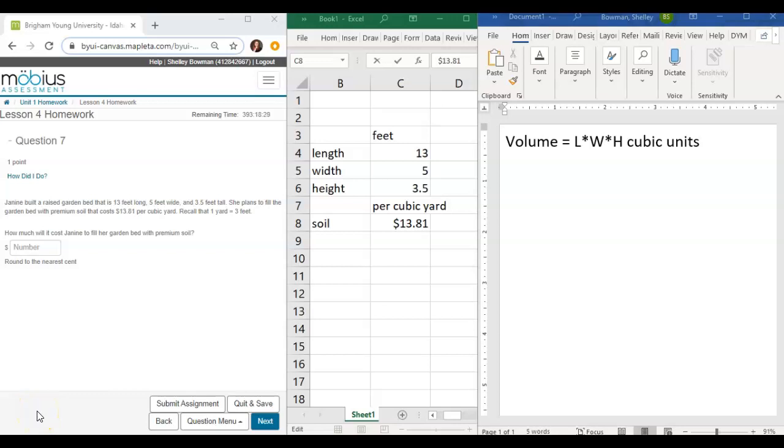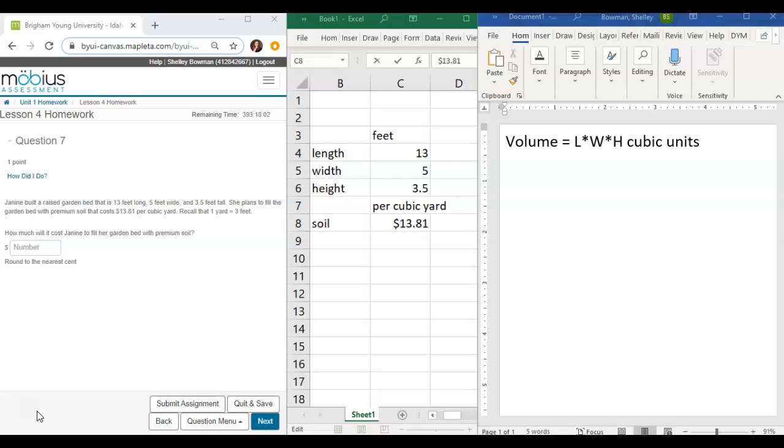This tutorial is for Mobius homework, lesson 4, homework question number 7. Janine built a raised garden bed that is 13 feet long, 5 feet wide, and 3.5 feet tall. She plans to fill the garden bed with a premium soil that costs $13.81 per cubic yard. Recall that 1 yard equals 3 feet. How much will it cost Janine to fill her garden bed with premium soil?